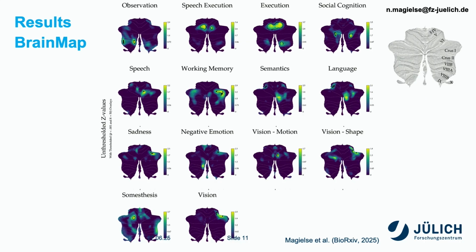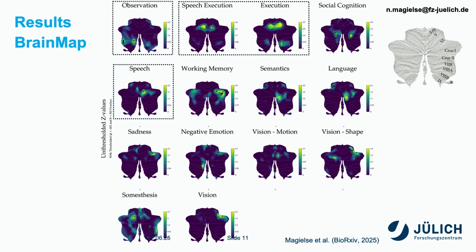So just briefly, then, what did we find? In BrainMap, we find convergence in these, I don't know how many there are, 14, I think, behavioral domains. I'll just quickly go over what I see here. For example, speech execution, speech. You see these kind of dual motor representations, or at least part of it, that pop up as significant.